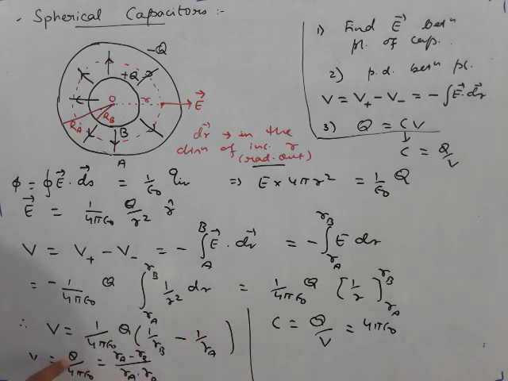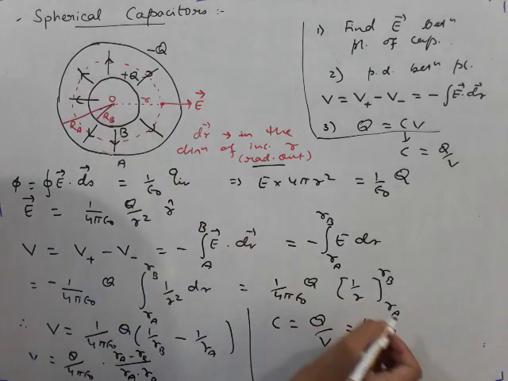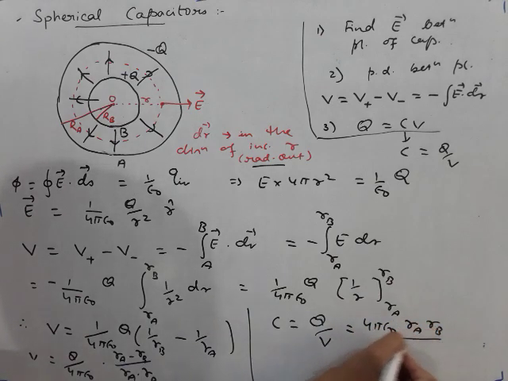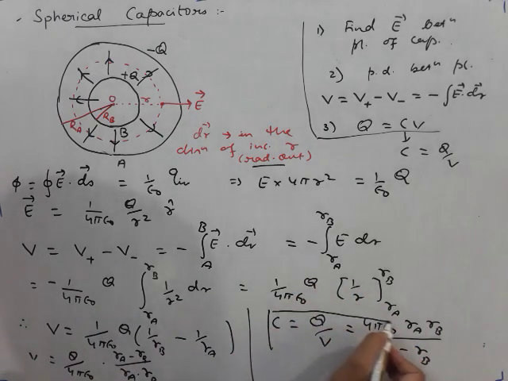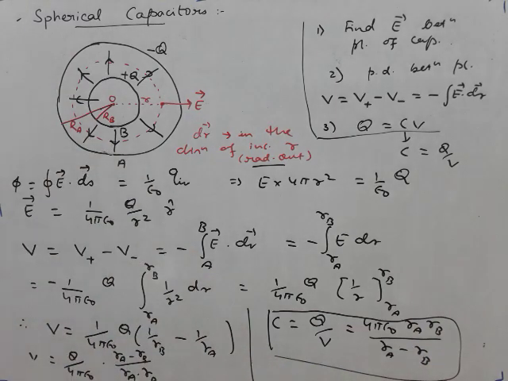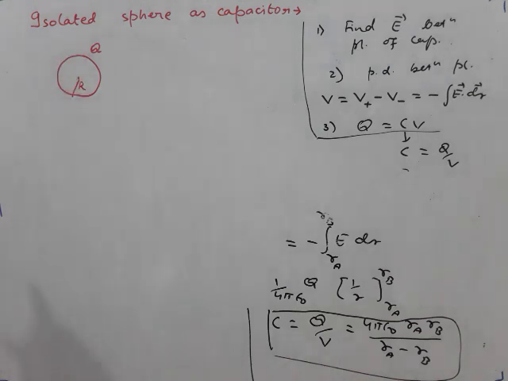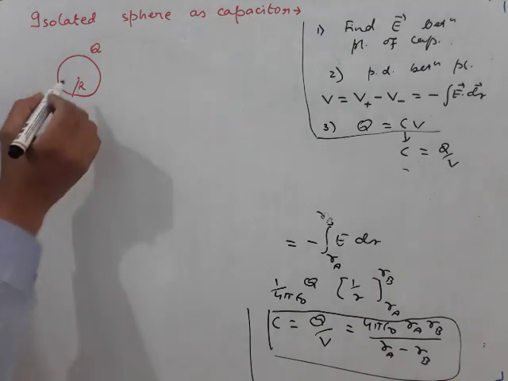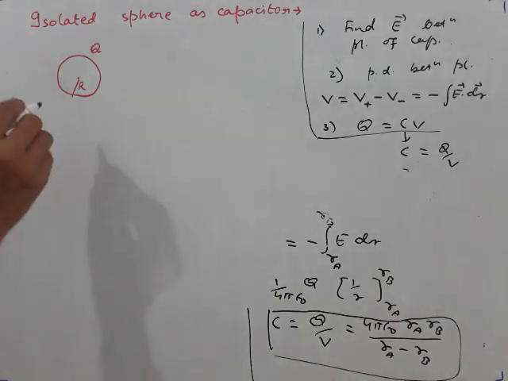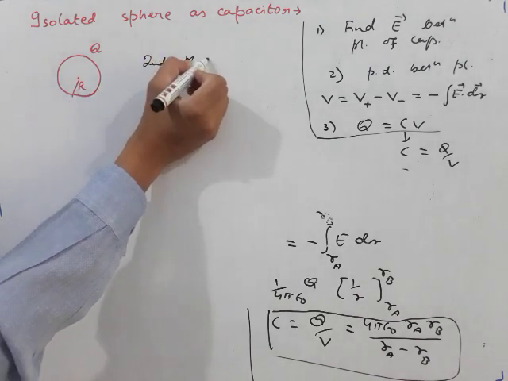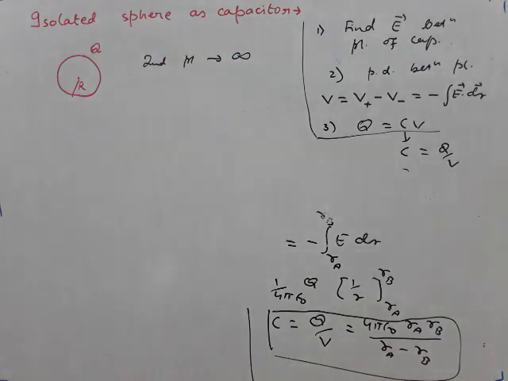So C is Q by V, so Q upon V will be 4 pi epsilon naught multiplied by the product of RA and RB and divided by RA minus RB. So this is our formula for the net capacitance of a spherical capacitor. Is it clear, students? Let's see a special case for this. A single isolated sphere, whether it's a spherical shell or a solid sphere, is also a capacitor. Now you might ask, where is the second plate? We assume in this case that the second plate is at infinity, very far from the first plate.